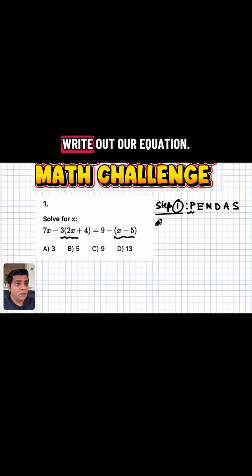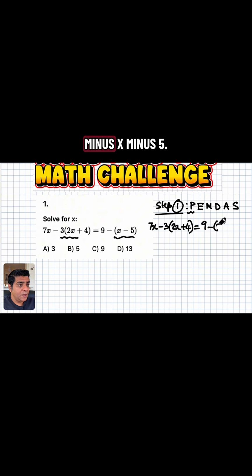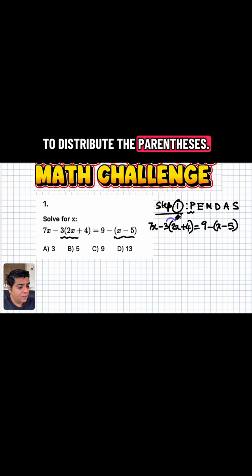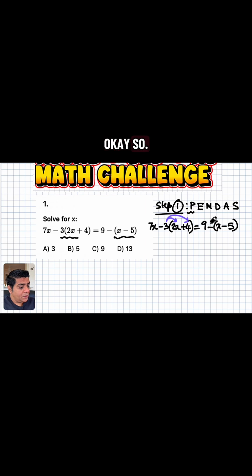Okay, so let's go ahead and write out our equation. We have 7x minus 3 times 2x plus 4 is equal to 9 minus x minus 5. So what we are going to do here is distribute the parentheses, and here we're going to distribute the negative. So negative means -1. Let's go ahead and do that.